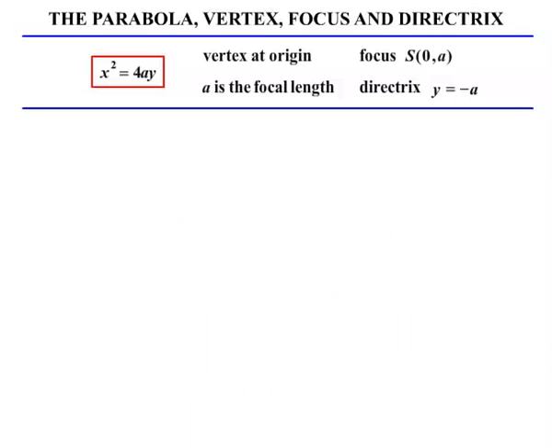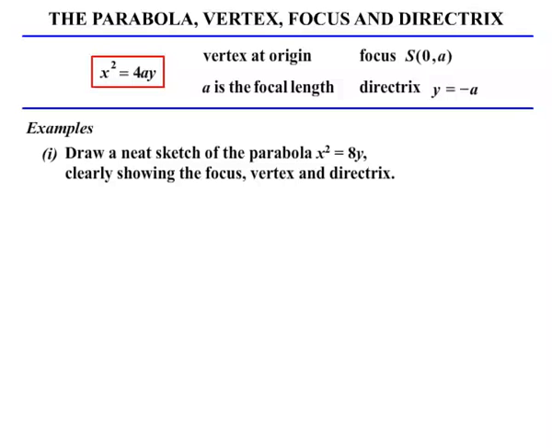Now let's see some examples. The first one: draw a neat sketch of the parabola x squared equals 8y, clearly showing the focus, vertex and directrix. Now with all of these questions, even if they don't ask us to draw a sketch, we will do so because it helps us with the work later on. So there's our equation there. Now it's of the form x squared equals 4ay.